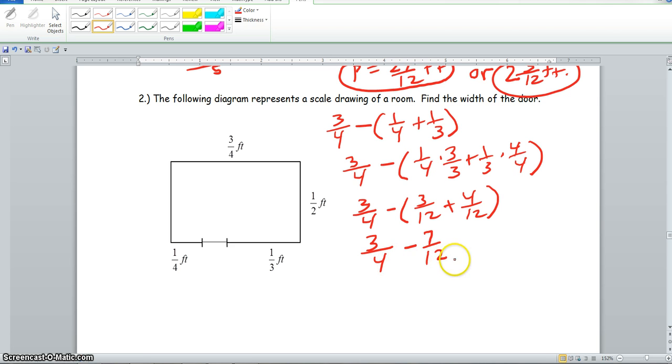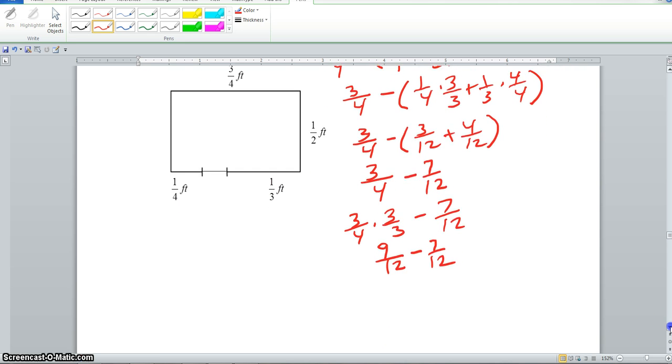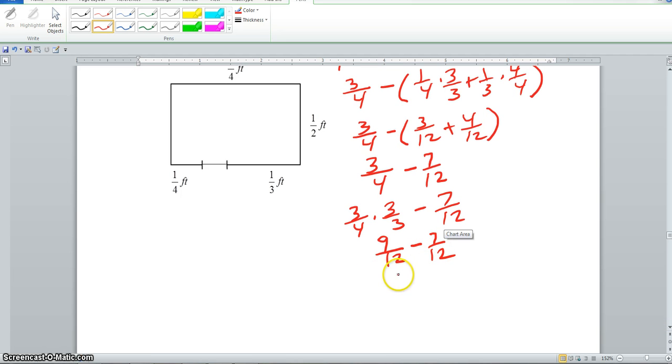Now the common denominator of 4 and 12, we know is 12. So we have 3 fourths times 3 over 3 minus 7 twelfths. Now 3 times 3 we know is 9, and 4 times 3 is 12. Minus. Now you can write the times 1 over 1, but since this already has a denominator of 12, we could just bring that down. So now we have 9 twelfths minus 7 twelfths, which will give us 2 twelfths.